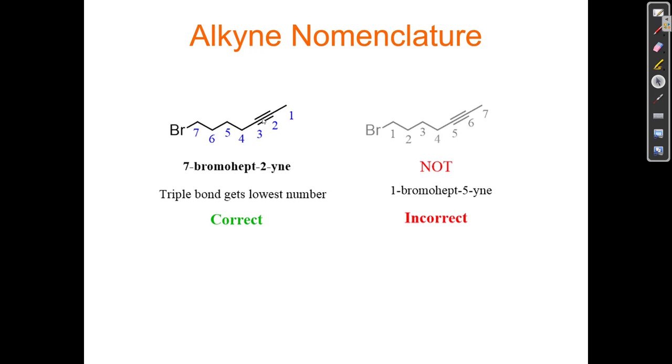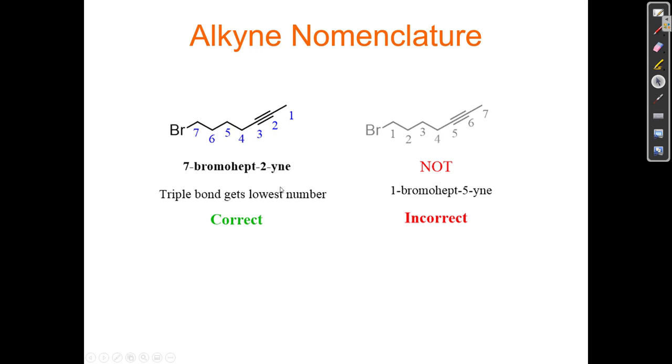So now we just have to number it the right way and put the numbers in. So I can number it this way, 1, 2, 3, 4, 5, 6, 7, and start at the bromine. And that would give me 1-bromo-hept-5-yne, right? Because carbon 1 is here, and the bromine is on carbon 1. And here's the triple bond between 5 and 6, so I would number that 5-yne.